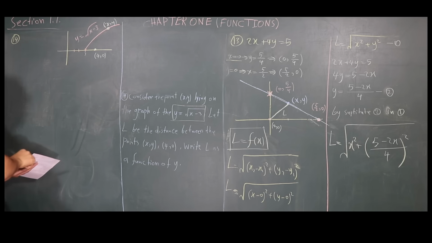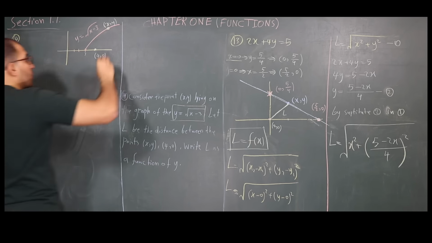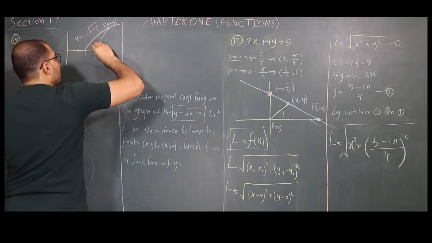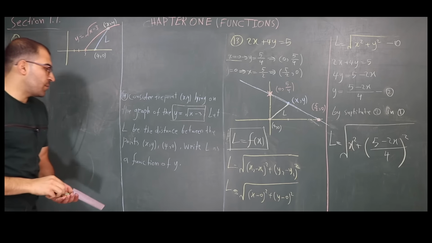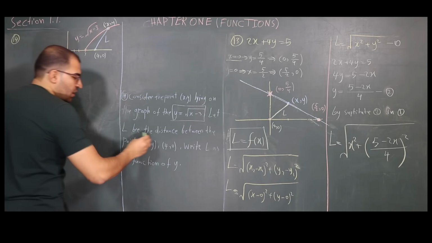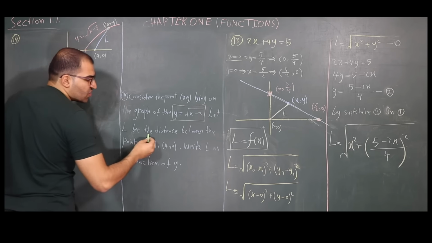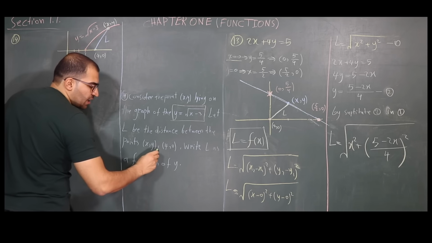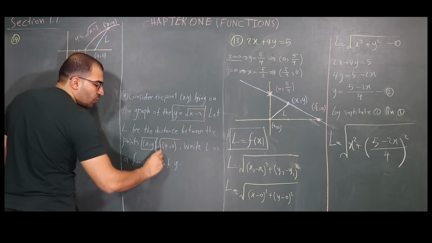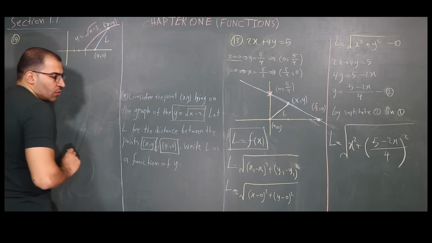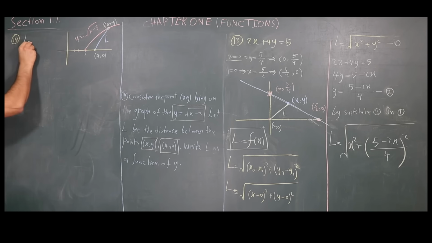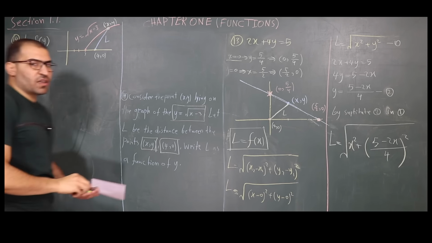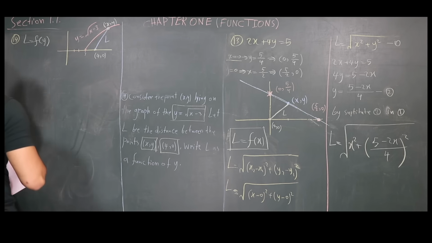And assume we have a line here. Going to put another color. We have a line here, L, or a distance L. He wants us to let L be the distance between the points (x, y) and (4, 0), and write L as a function of y. I think it has become too easy to find the solution of such problems.